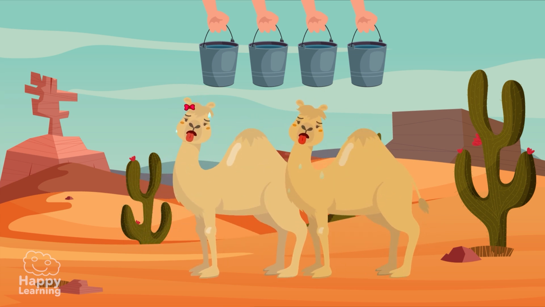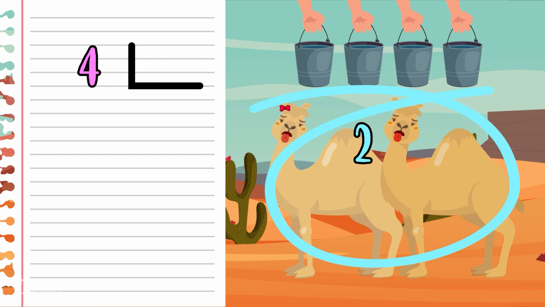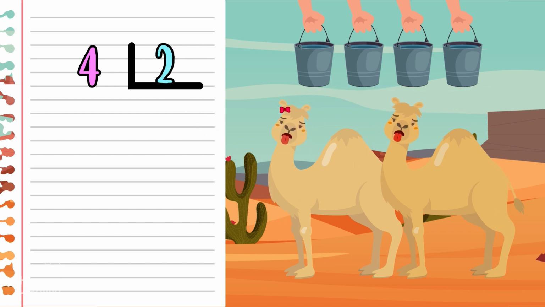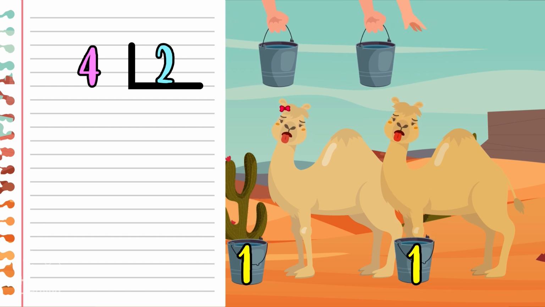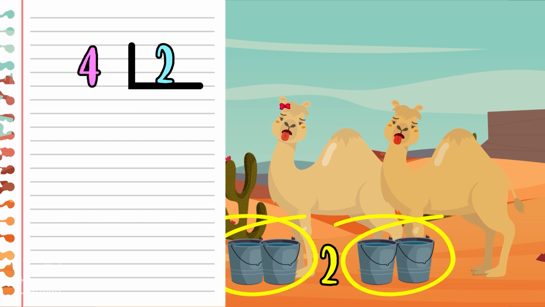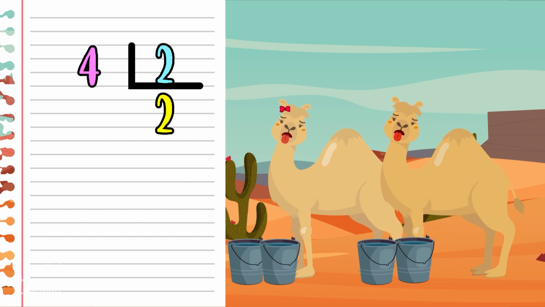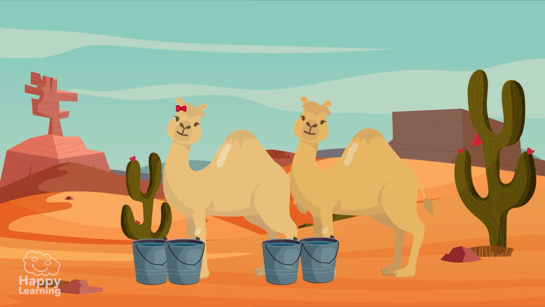Well, it's very easy. We place the 4 which represent the buckets that we have to divide here, and the 2 which represents the camels that are going to receive them here. And very easily we divide the buckets. And each camel gets 2 buckets. So 4 divided by 2 is equal to 2. How cool! Apart from dividing, we have also given the poor camels a drink.